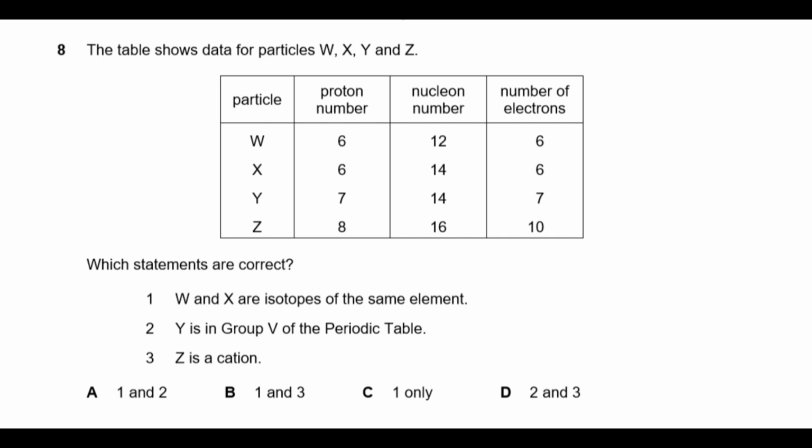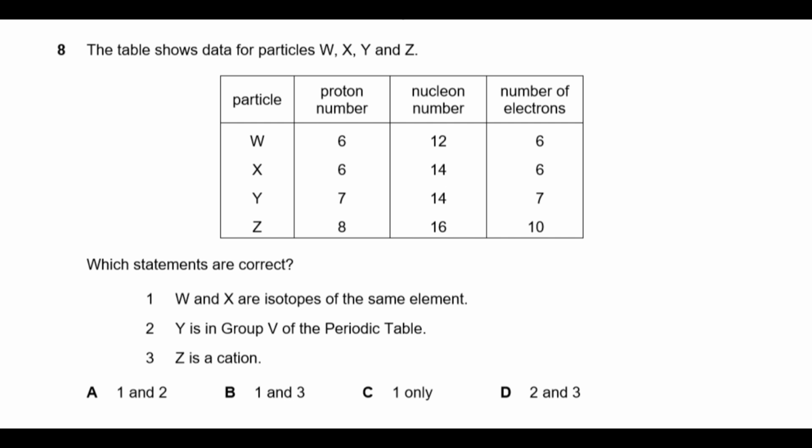The second statement is saying Y is in group 5 of the periodic table. Group 5 means it must have 5 electrons in its outermost shell. In the first shell we have 2 electrons, and Y has a total of 7 electrons. Mistakenly I said 7 for the last shell. So when we put 2 electrons in the first shell, we are left with 5 electrons which will be filled in the last shell. So yes, if it has 5 electrons in the last shell, it belongs to group 5. So that is also a correct statement.